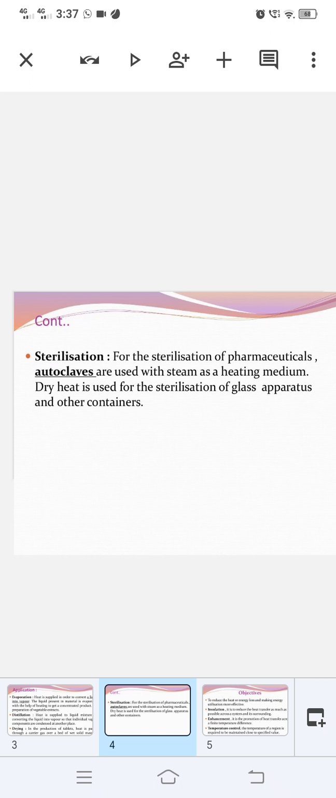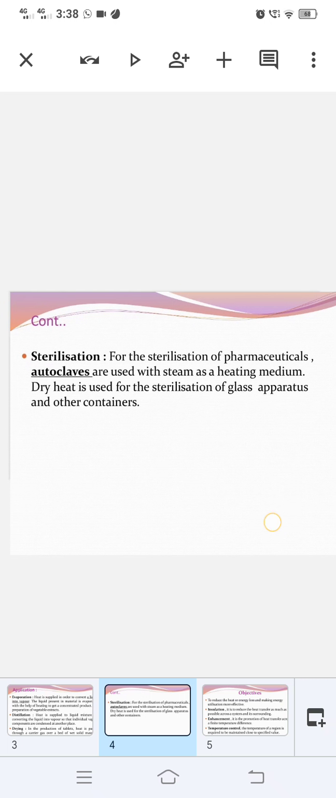What is the need to sterilize our glass containers or other pharmaceuticals? Just to make them free from any microbial contamination. Sterilization of each and every part, or every unit operation, is necessary in pharmaceutical production.